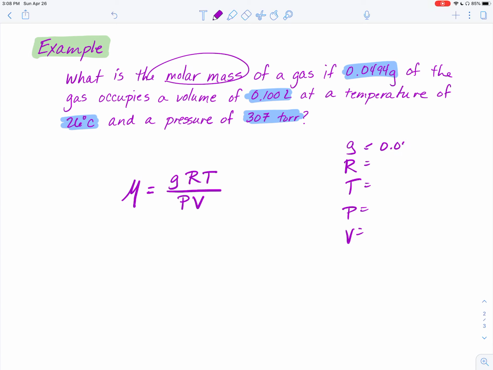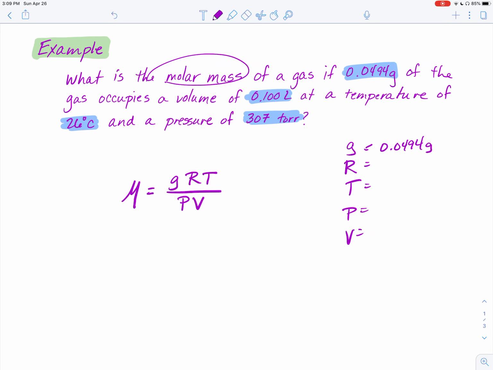So we have 0.0494 grams. Our R, let's come back to that because we need to determine what our pressure is to figure out which R. Our temperature we know is 26 degrees Celsius, but that needs to be in Kelvin, which ends up being 299 Kelvin, since you add 273. Our pressure is given to us in torr, so 307 torr, but there isn't an R that I've given you previously that has torr as the pressure unit.